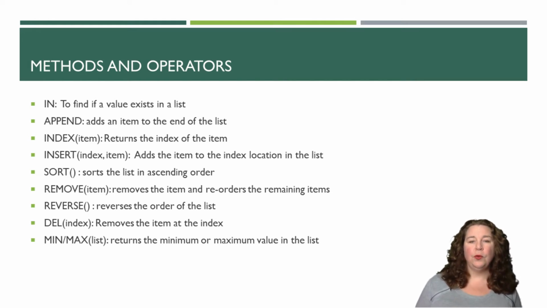We can delete the item that exists in a certain index. So remove removes the item. Delete removes the index. So if we have something in index 4 that we want to get rid of, we can just say delete the index at index 4. Everything gets reallocated and that item goes away. Doesn't matter what the item was.